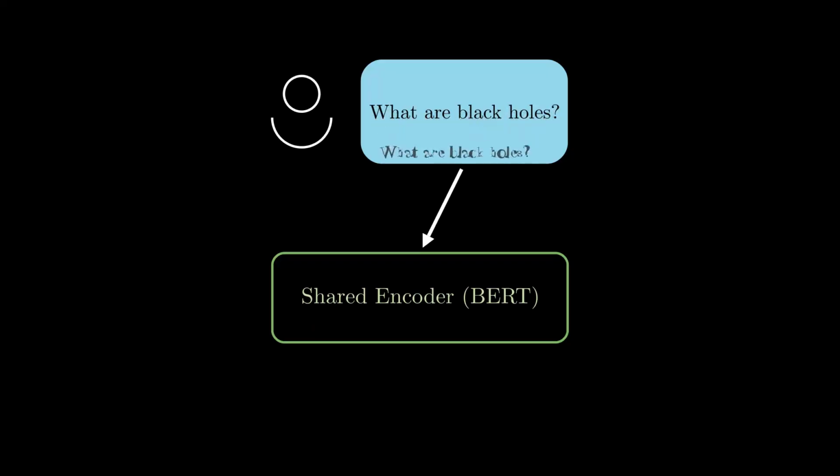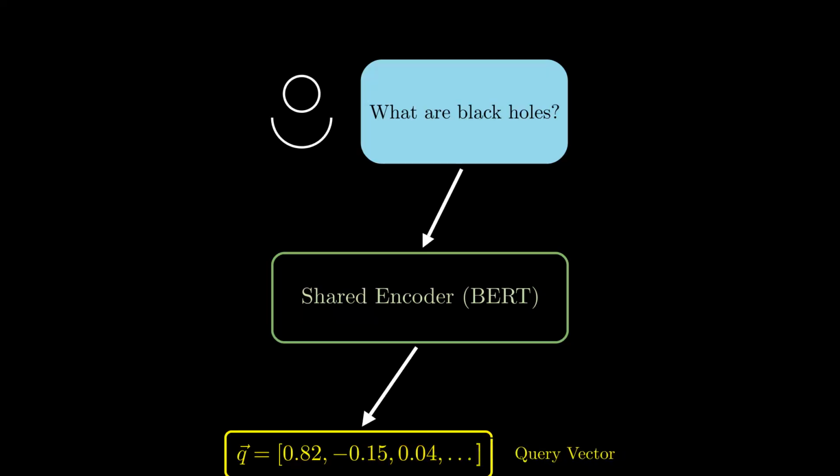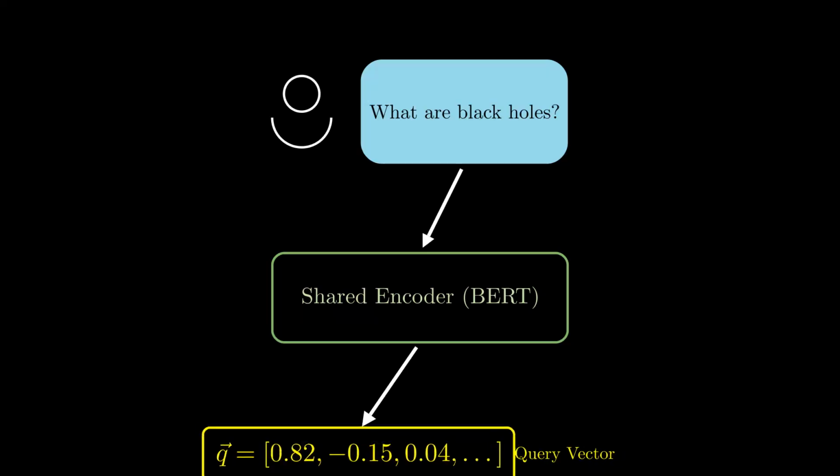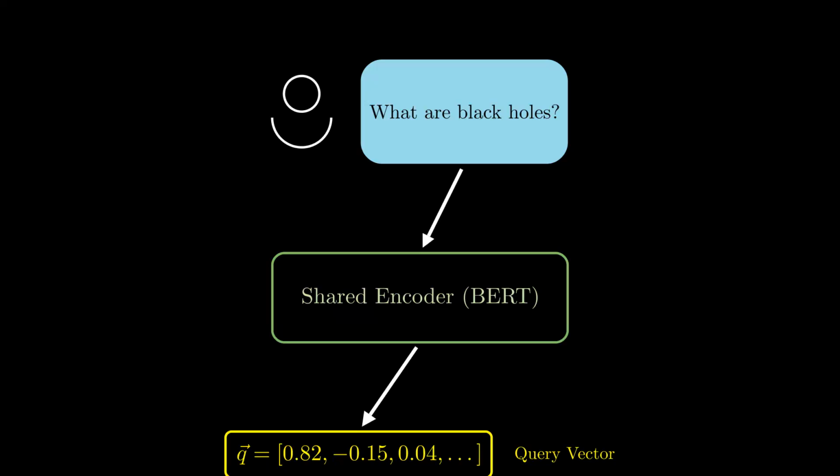The encoder processes the semantic meaning of the question, analyzing the relationship between black holes and the intent of definition. The output is a new, unique list of numbers. The query vector. This vector now exists in the same multidimensional space as our documents. Even though the user didn't type the exact words found in a physics textbook, this numerical representation captures the essence of their curiosity.